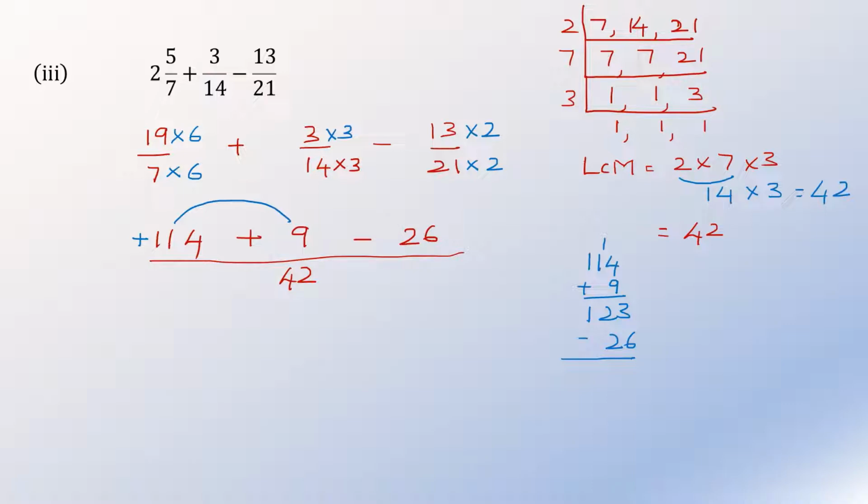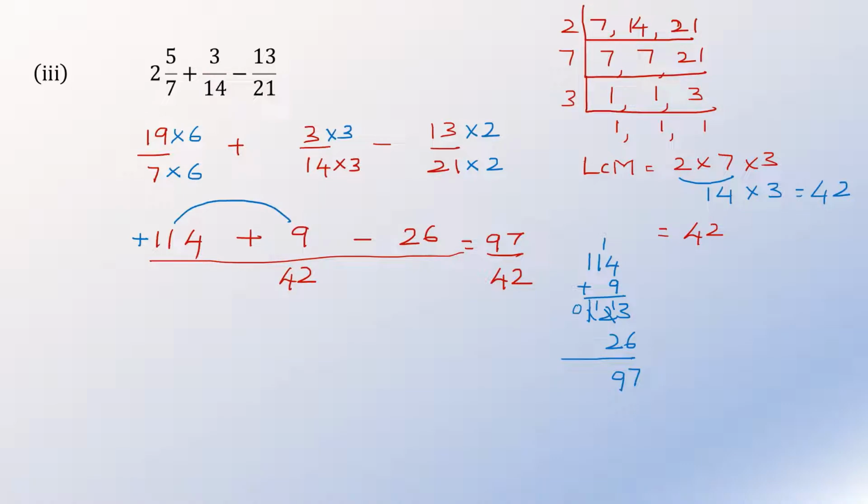Now 3 minus 6. We cannot do that, so we're going to borrow from here. 1, 13 minus 6 is 7. And here 1 minus 2, again we borrow from here, becomes 11 minus 2, which is 9. So we have 97 by 42.